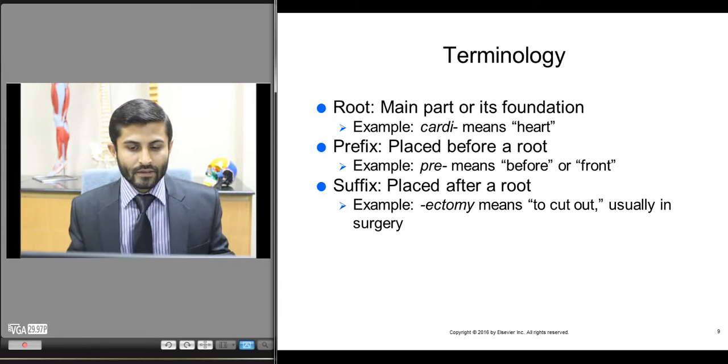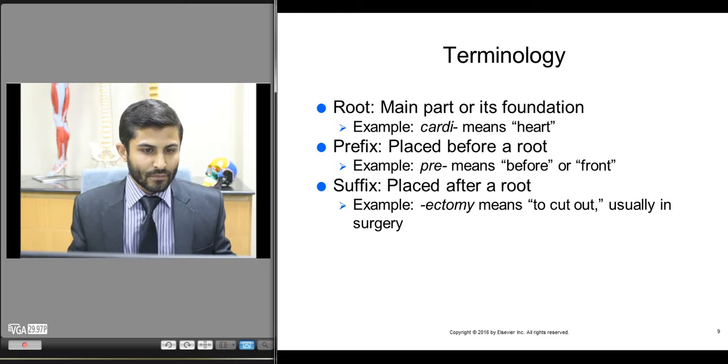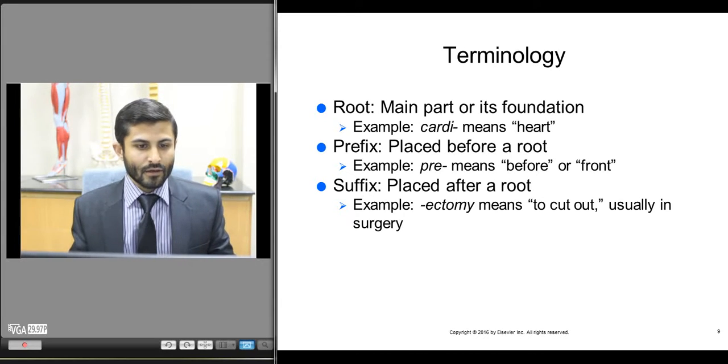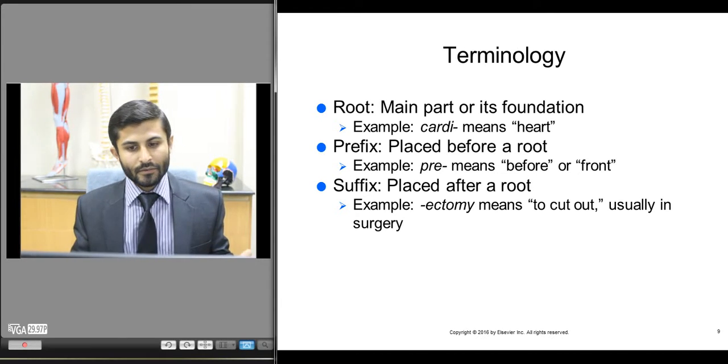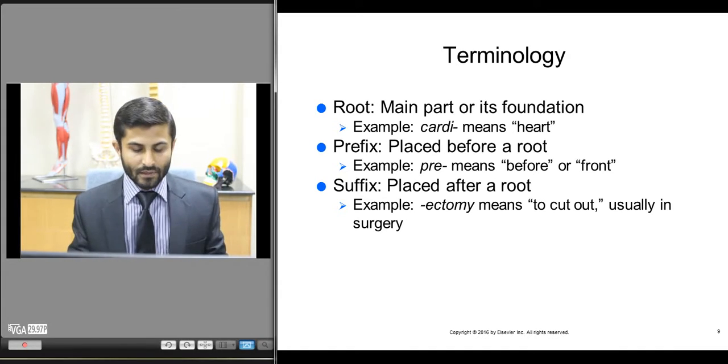A suffix is placed after a root. For example, ectomy means to cut out, usually in surgery, like discectomy or meniscectomy or some other thing. Just like hysterectomy, these are to cut up and remove.